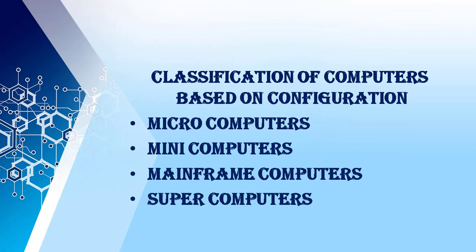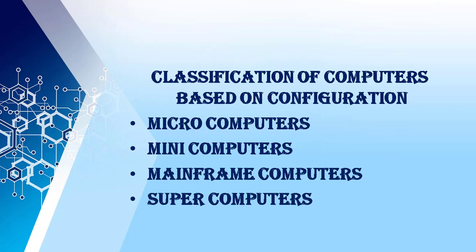The next type of computer is the mini computer. Mini computers are larger and more powerful than microcomputers. These types of computers were introduced in the 1960s. They were designed to support more than one user at a time, and they can store a large amount of data and operate at a higher speed. Small and medium sized companies were using mini computers.